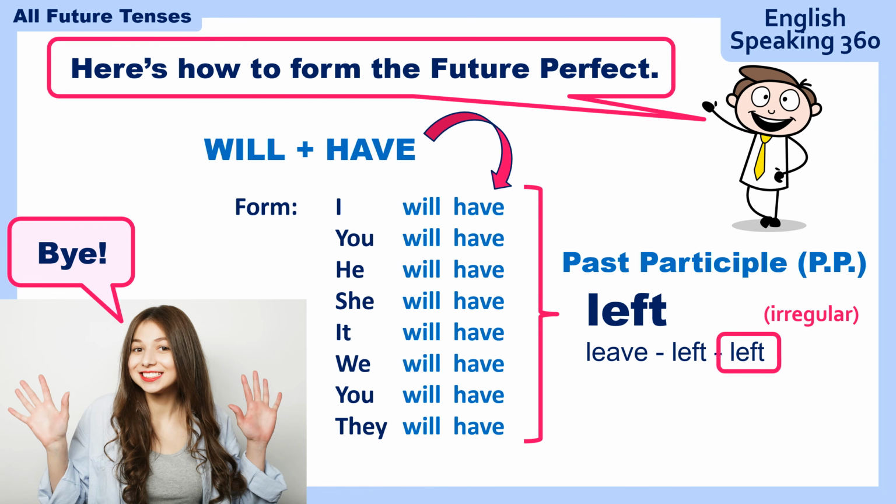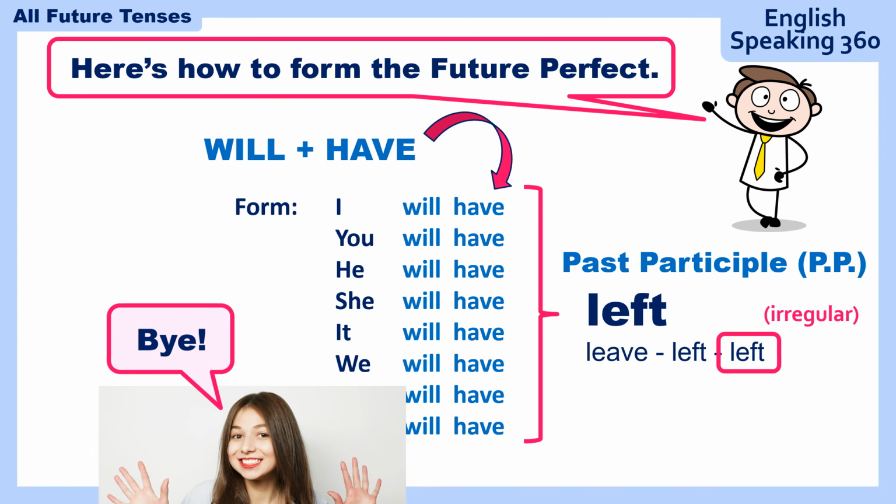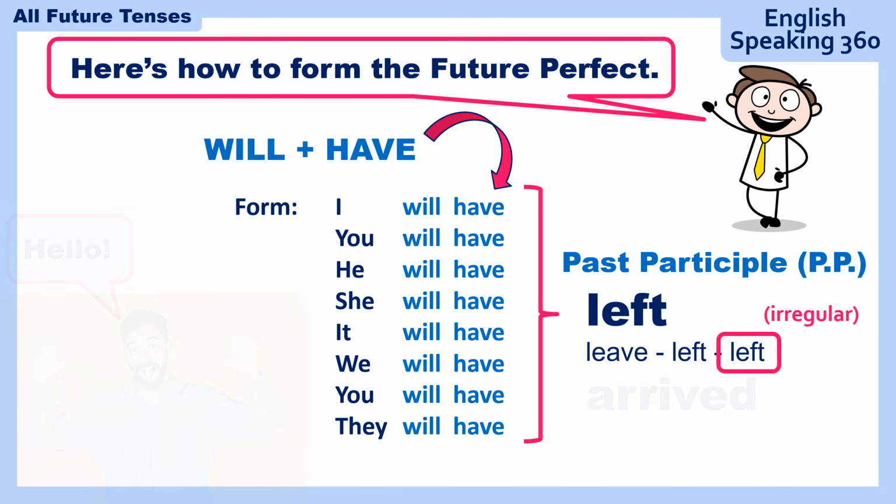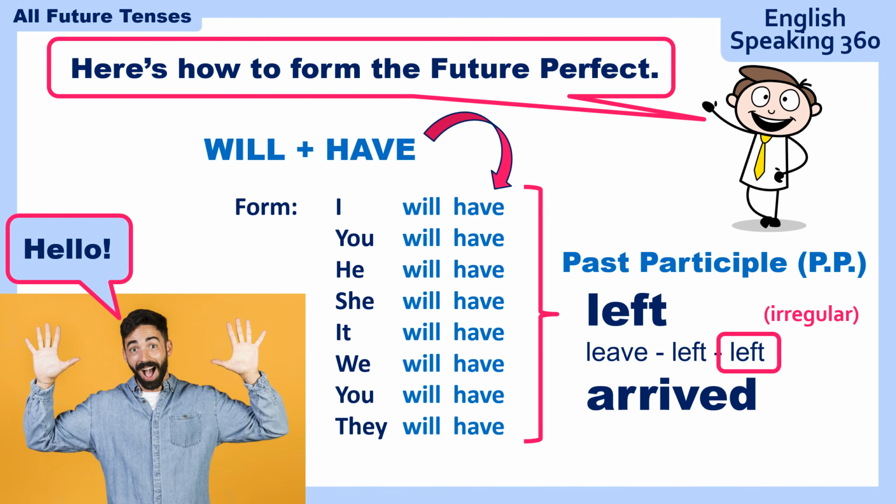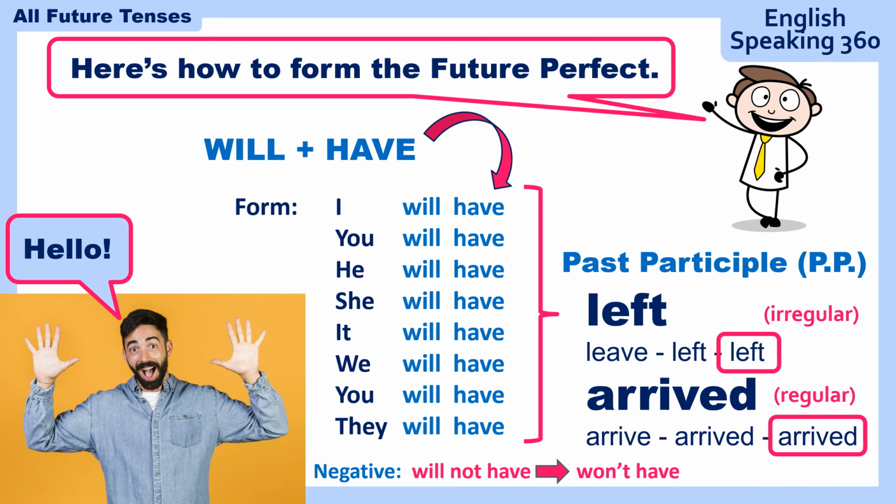So she will have left. Okay, bye. And the other one, arrived. Arrived is a regular verb. So arrive, arrived, arrived. The third one is the past participle once again. It does look like the simple past, but it is the past participle. So he will have arrived. Now, the negative form, will not have. I will not have left, or I won't have left the party.